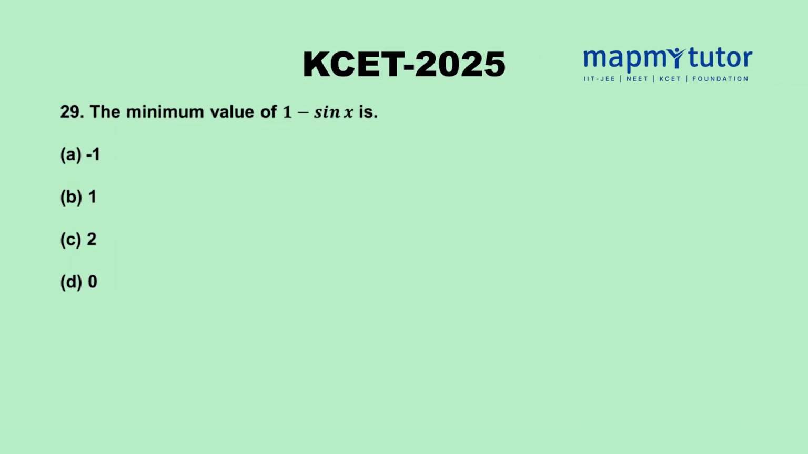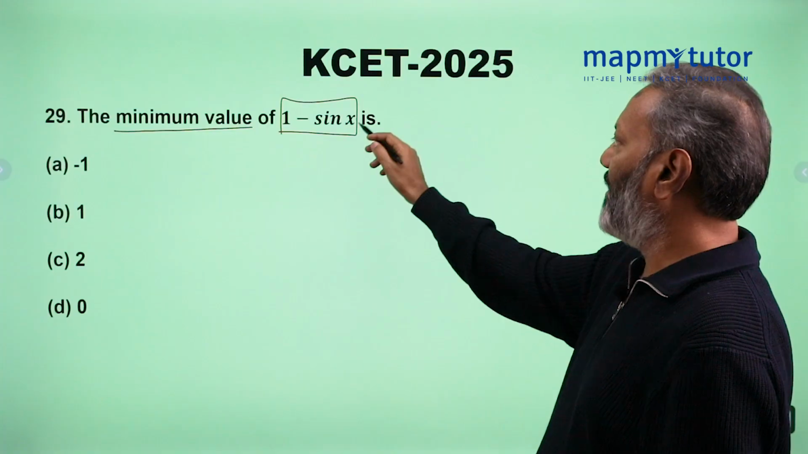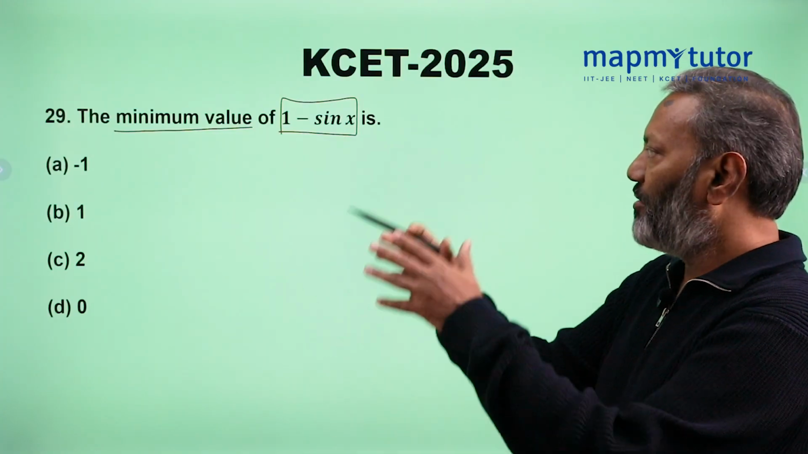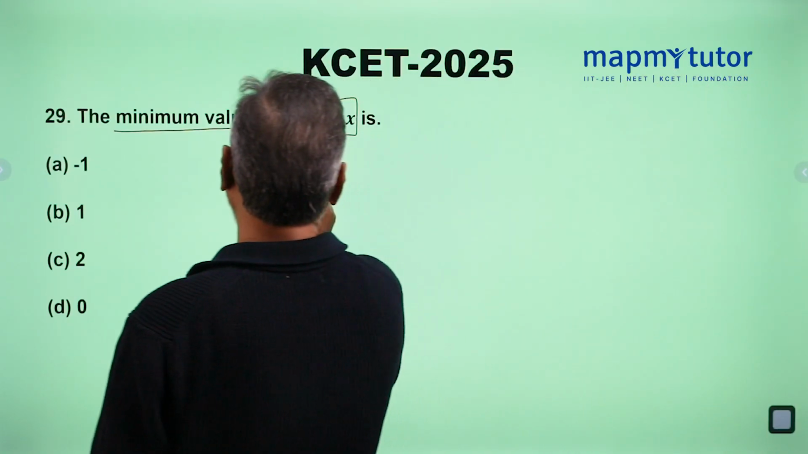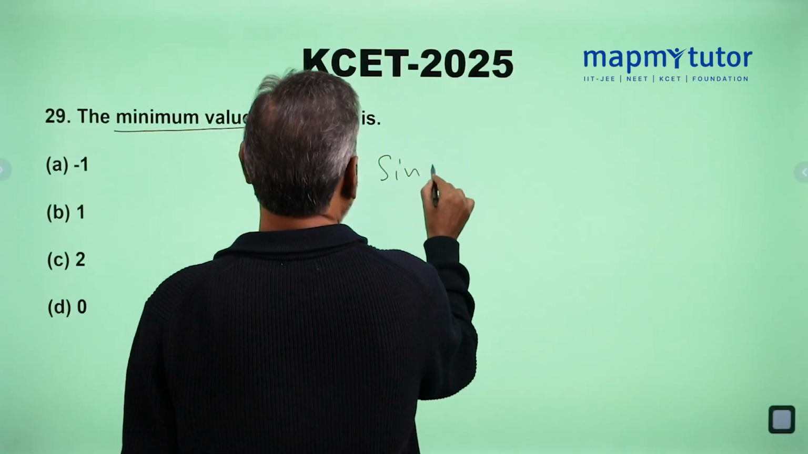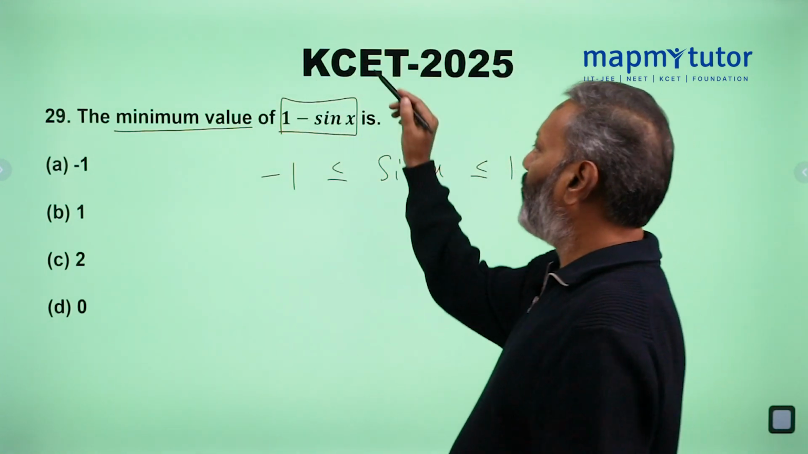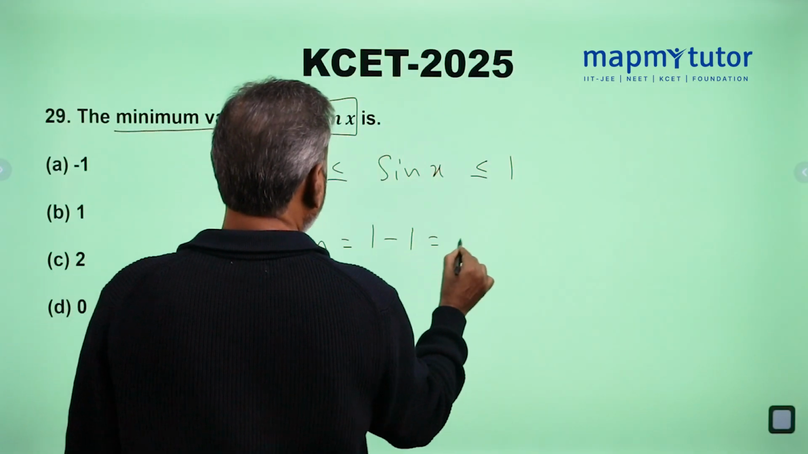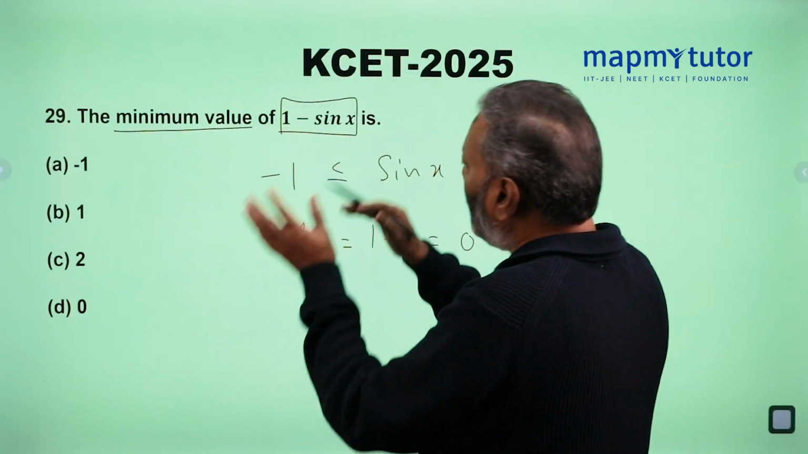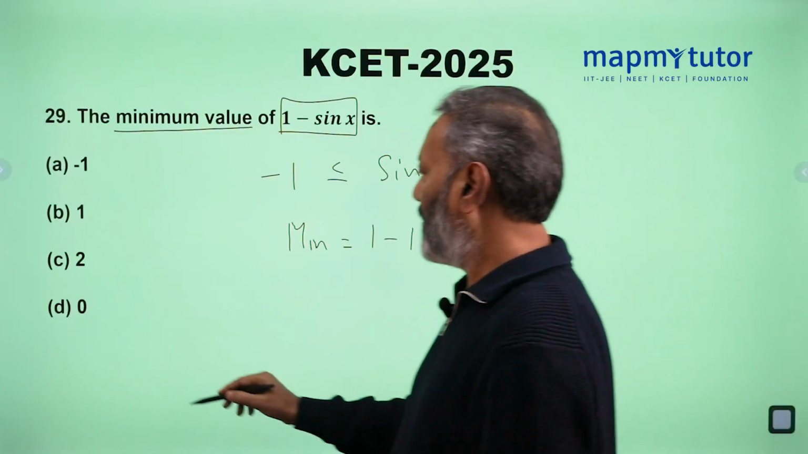The minimum value of 1 minus sin x. This is the function. Actually, it is based on maxima and minima, but since sin x is there, it is very easy for us. No need to use the AOD point of view, okay? So, already we know sin x lies between -1 and 1, okay? So, what is the maximum value of sin x? 1. Therefore, what is the minimum value of 1 minus sin x? 1 minus 1. Because I need the minimum value of 1 minus sin x that occurs at the maximum value of sin x, which is +1, and hence the answer is 0.